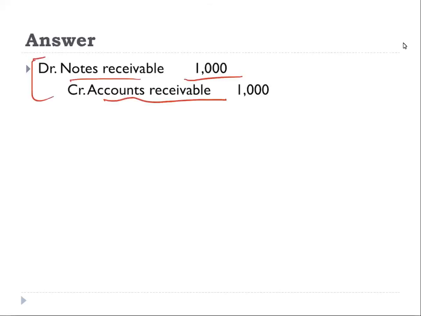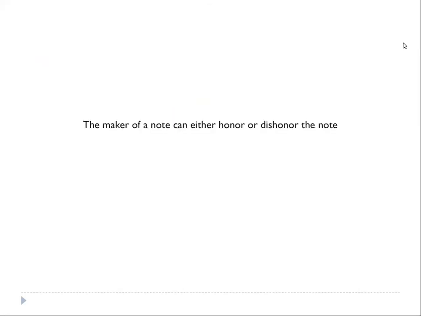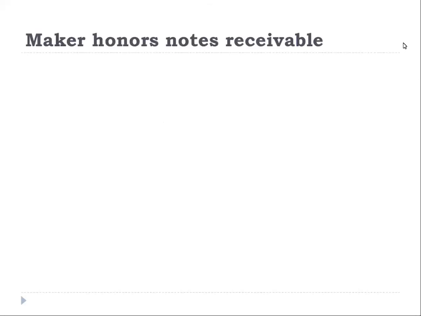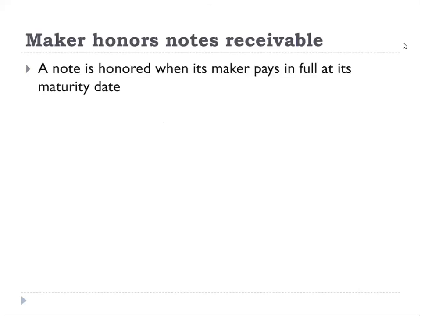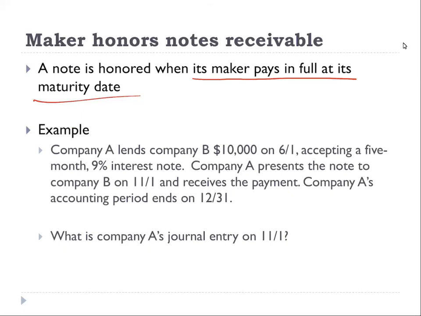After the firm has received a note receivable, two things may happen. The maker of the note can either honor or dishonor the note eventually. A note receivable is honored when its maker pays in full at the maturity date. And here is an example.